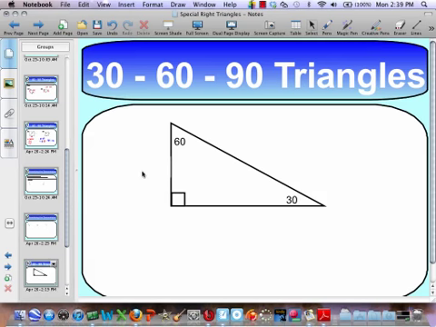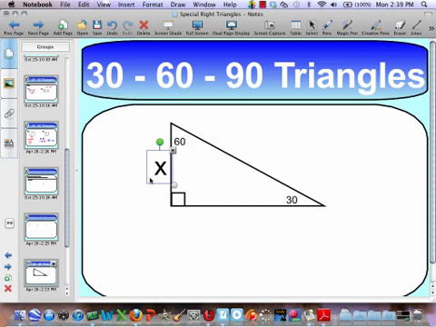Now, in a 30, 60, 90, we have a slightly different situation. We are going to refer to the short leg. The shorter leg of the triangle is always between the 60 and the 90. So we're going to call that X. So the short side is always going to be our reference point.